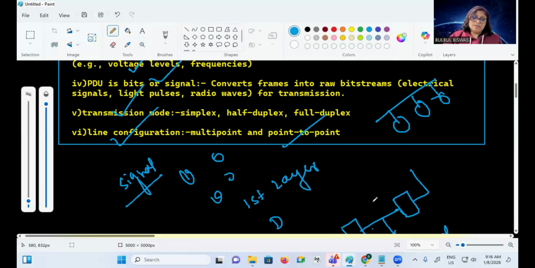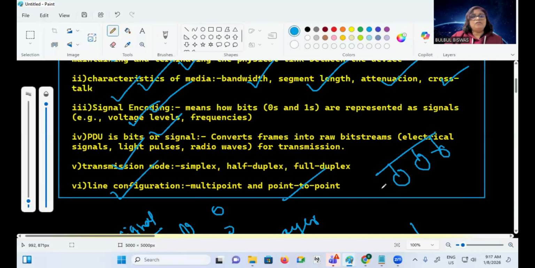Is it clear? So all these physical-level connectivity technologies, concepts, and protocols come in this physical layer. This is the layer where the network is actually laid down, where we do the hands-on work, where we configure our network. And the physical layer is responsible for transferring data from one device to another device.